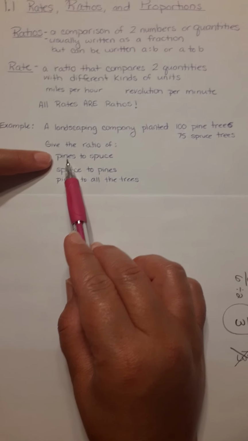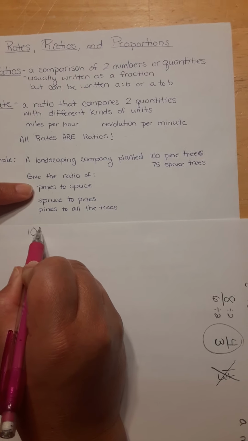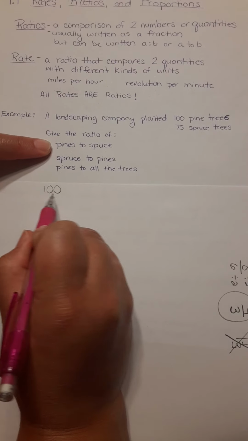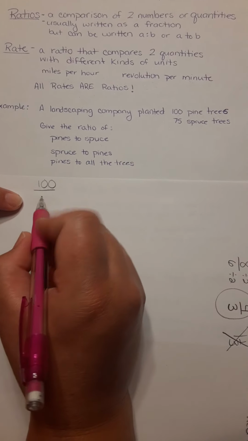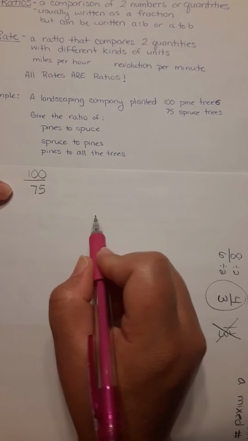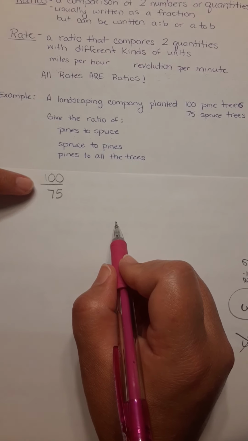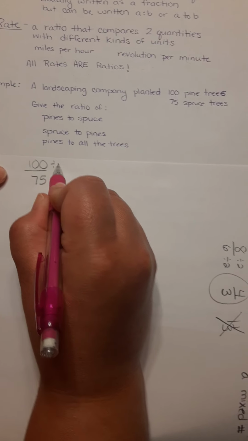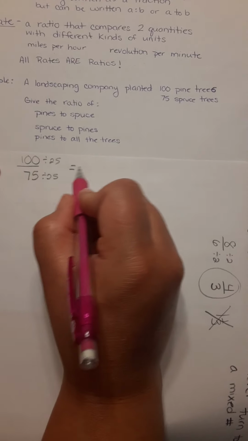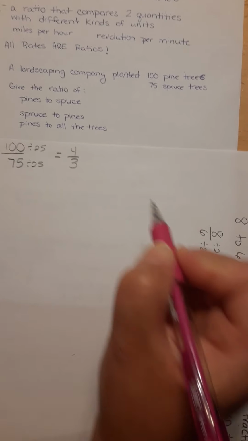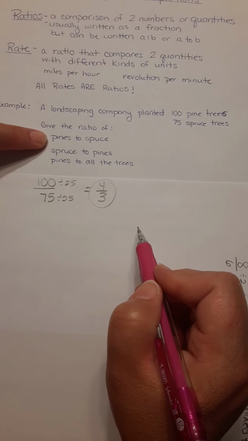So here they give us pines. So we're going to go ahead and put our pine trees as 100, and that's going to go in our numerator. Then what comes second goes in our denominator, and so our spruce trees are 75. Now, right there is our ratio, but remember with ratios, we always have to reduce it. So what goes into both of those? That would be 25. So we reduce it down, and our final fraction is 4:3. Remember, we never turn it to a mixed number. Right there is our ratio for pines to spruce.